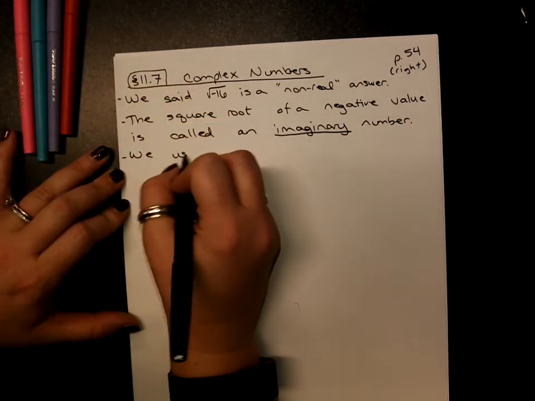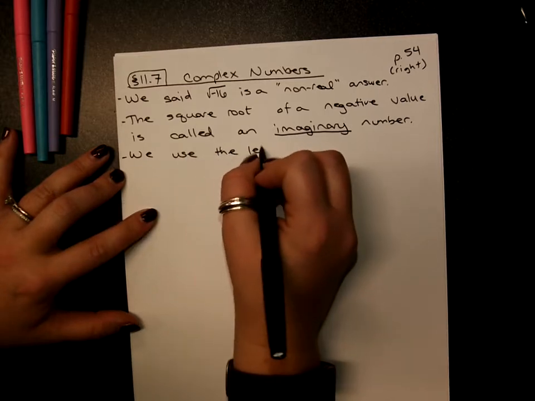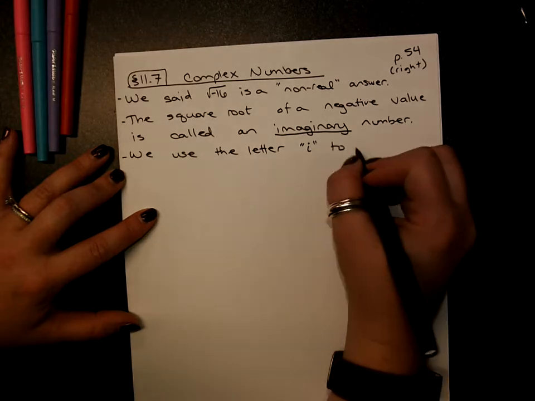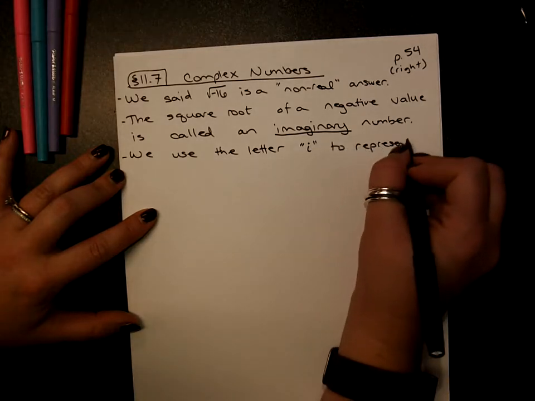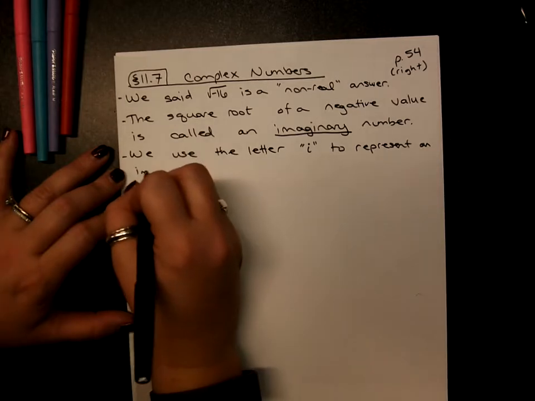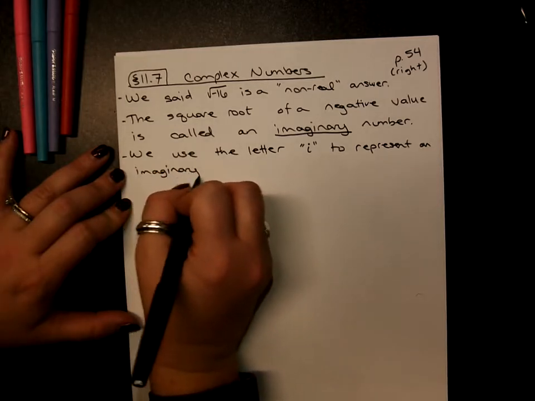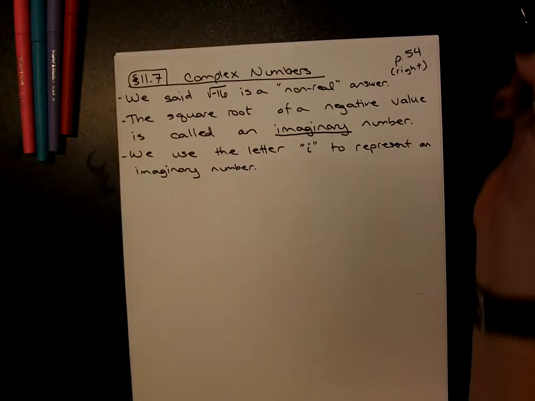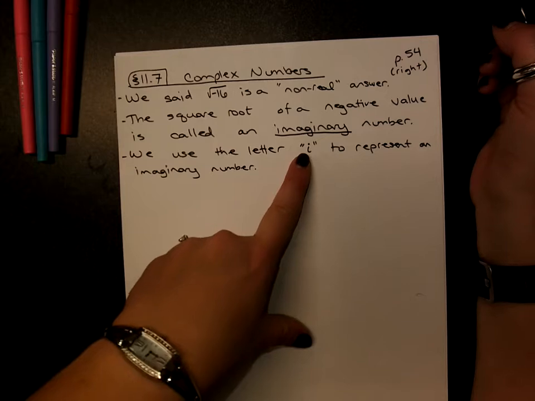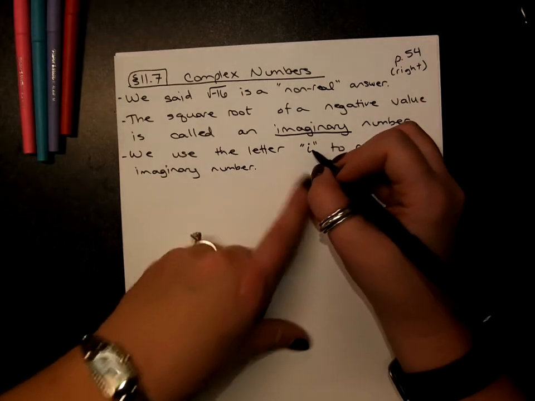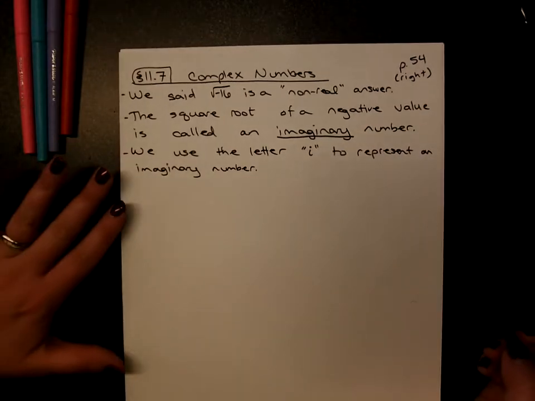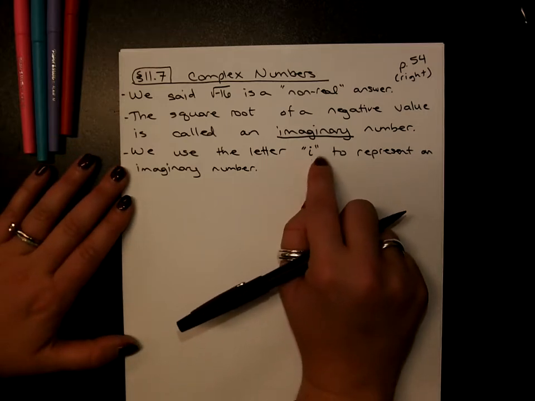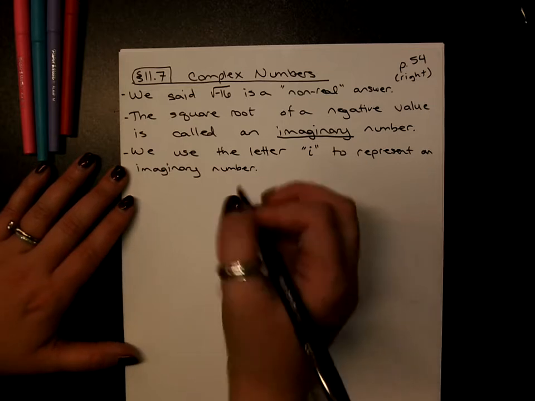We use the letter, it's a lowercase letter i, to represent an imaginary number. So we use the letter i to represent an imaginary number. Now the way I write this is lowercase, and I put a little hook on it so it does not look like a 1. So you want to make sure that clearly looks like a lowercase i, and it's usually kind of italicized so it doesn't get lost.